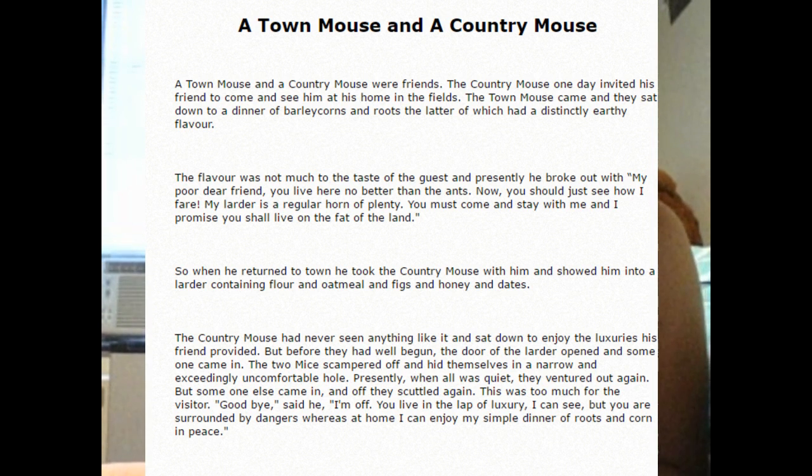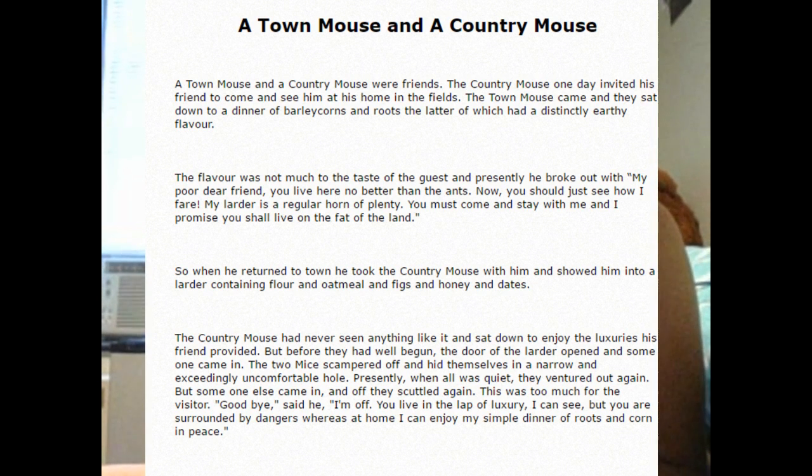A town mouse and a country mouse were friends. The country mouse one day invited his friend to come and see him at his home in the fields. The town mouse came, and they sat down to a dinner of barley corns and roots, the latter of which had a distinctly earthly flavor.